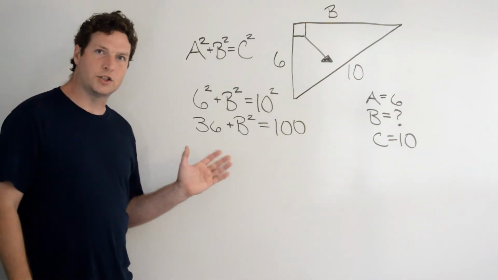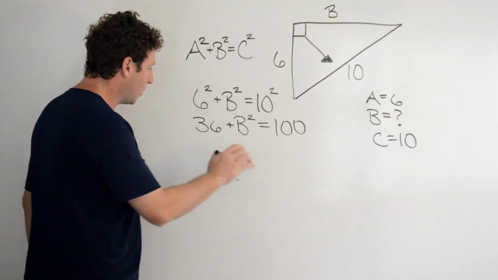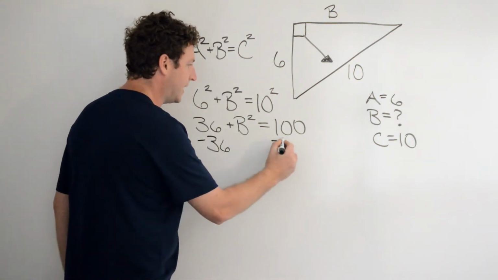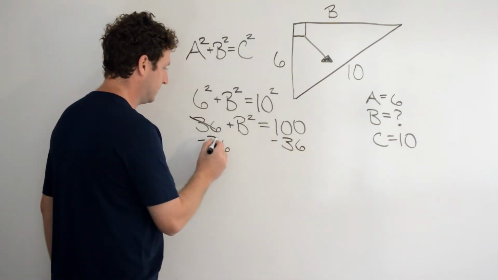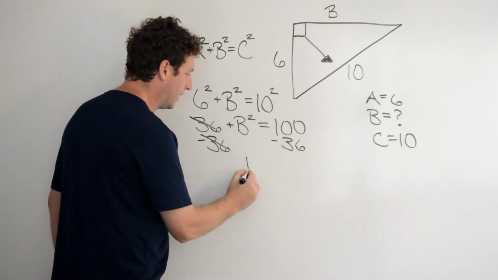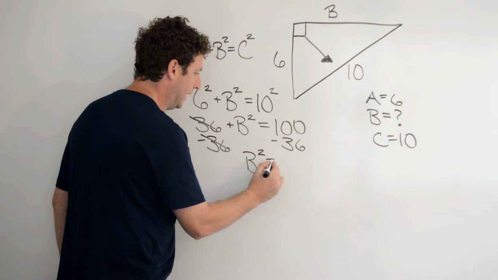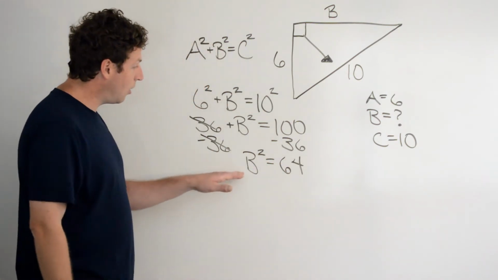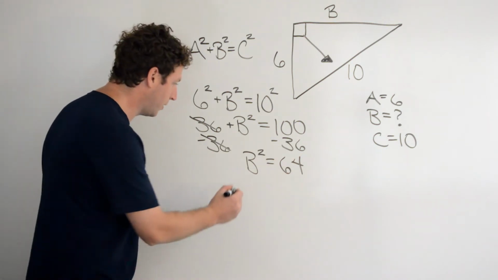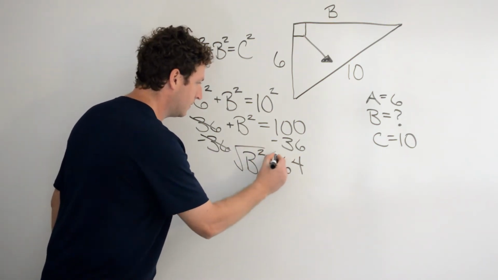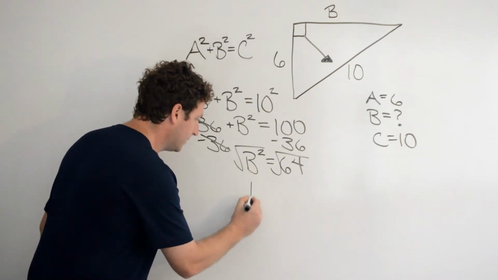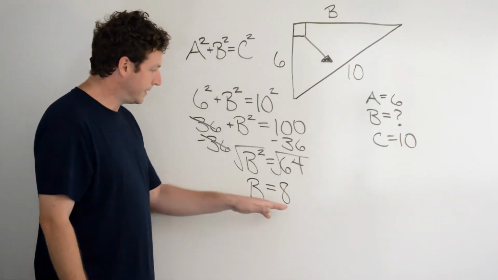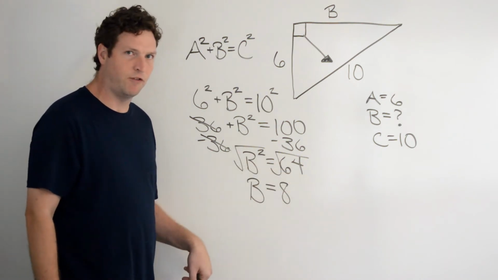Now we want to solve this just like a normal equation. We're going to go ahead and subtract 36 from both sides. And I'm left with B squared equals 64. Now all I have to do is take the square root of each of these. And B equals 8, because 8 times 8 makes 64.